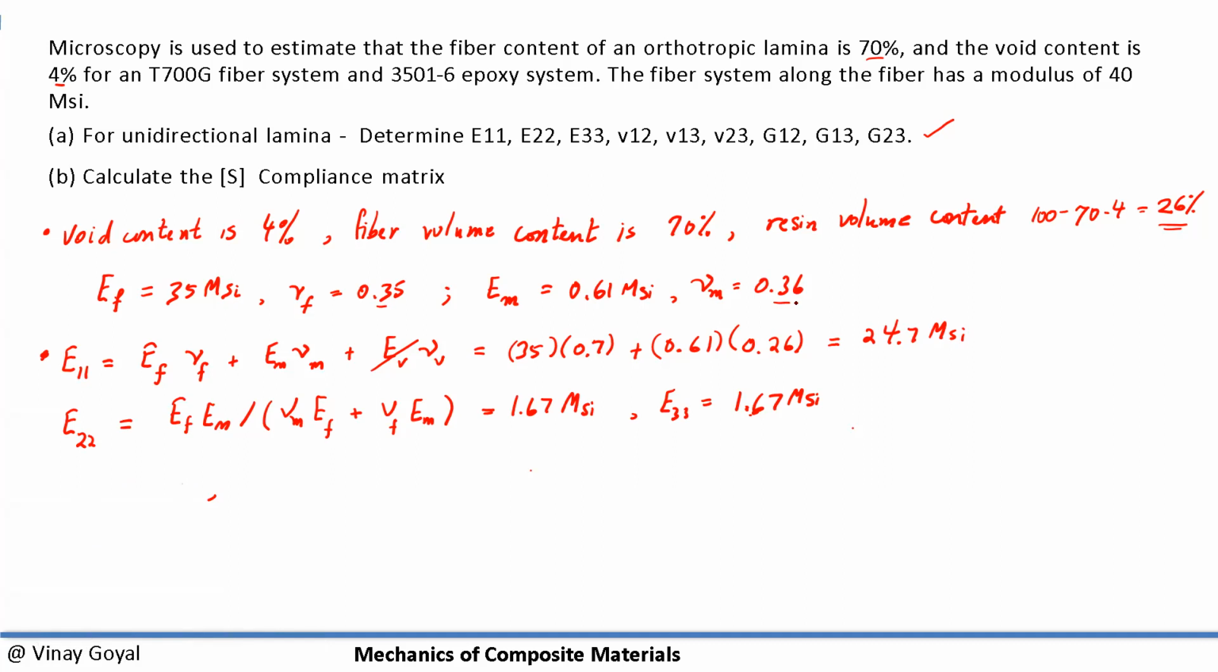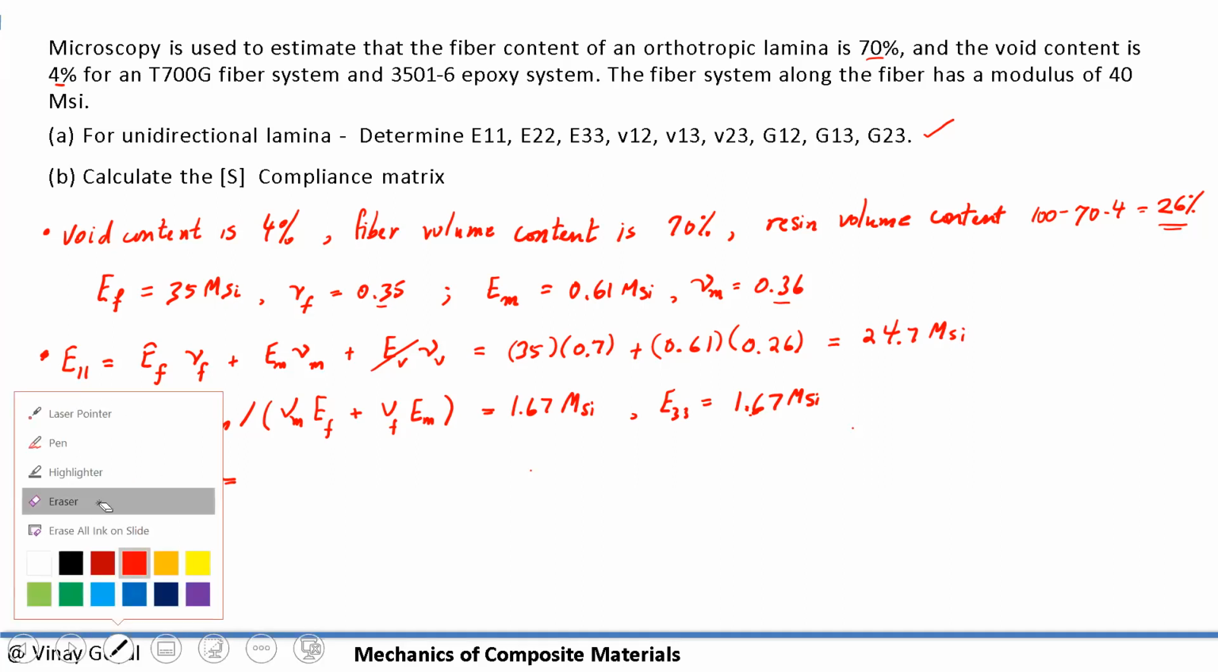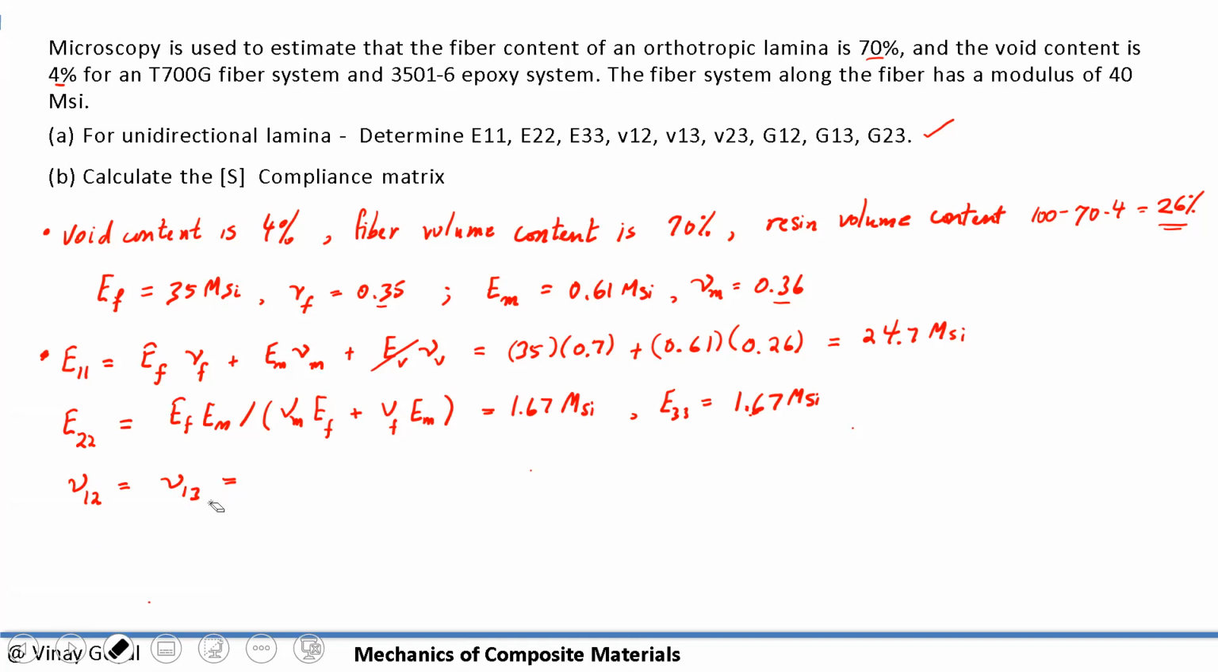for the composite. But we could also use the guidelines that nu 1 2 will typically be equal to nu 1 3, equal to 0.35. In our case, nu 2 3 is a matrix dominated property, and in that direction we have the matrix dominating that, so 0.36 makes sense. And then I can continue on.